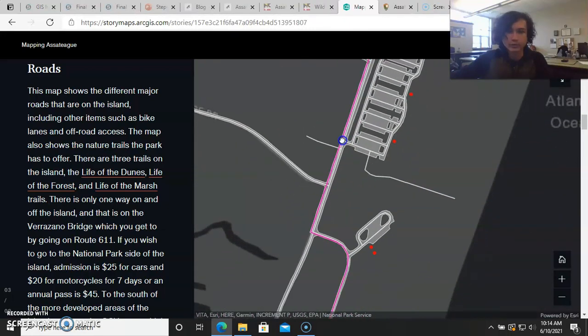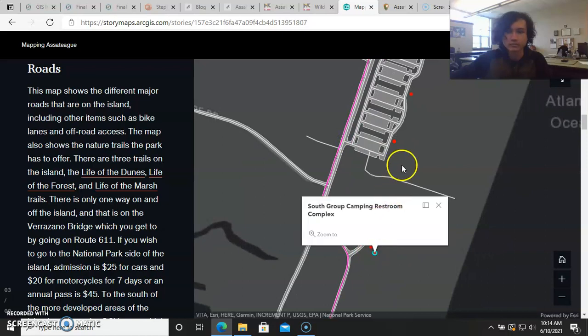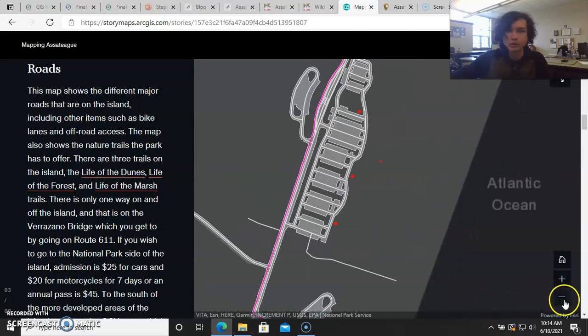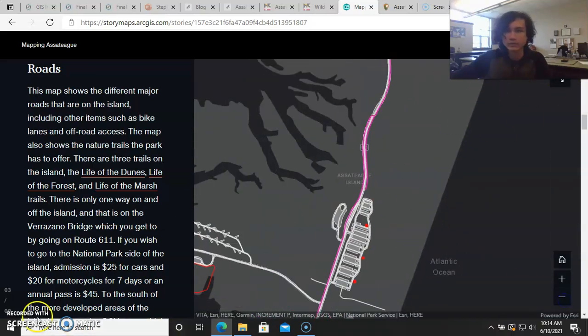And there are points for buildings, like this restroom complex. All of these layers came from the National Park Service.